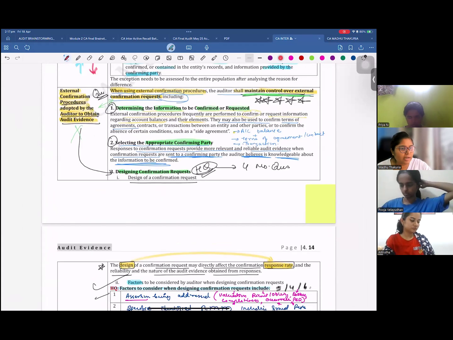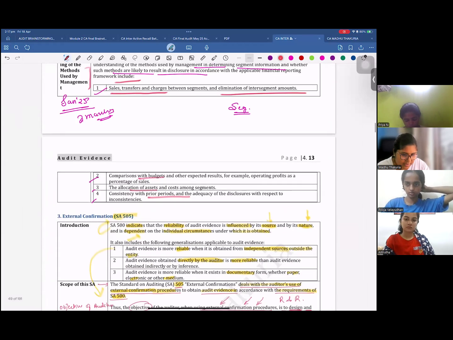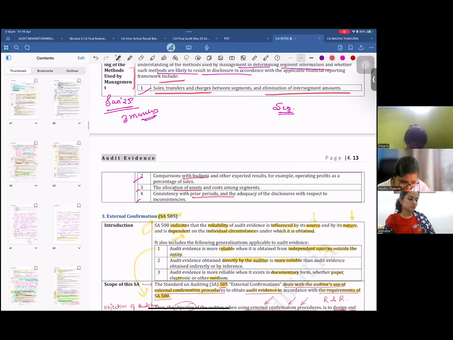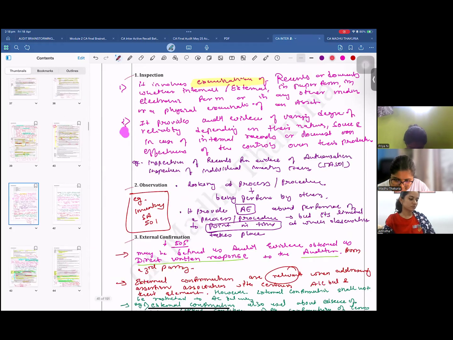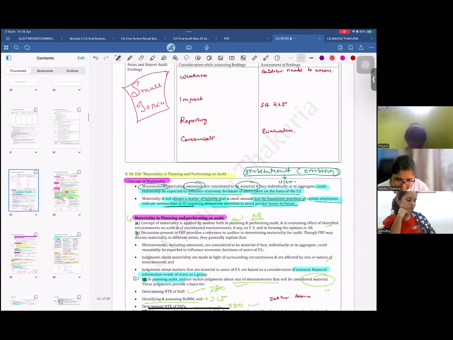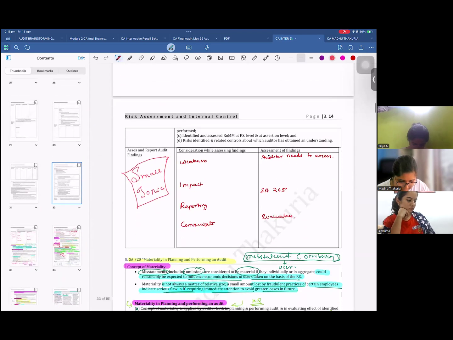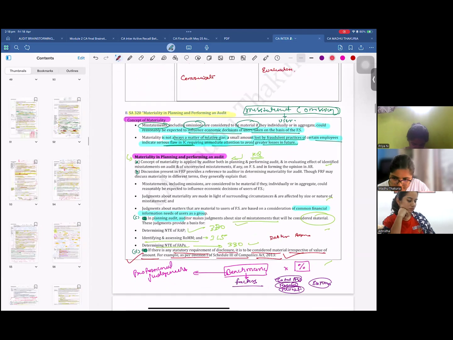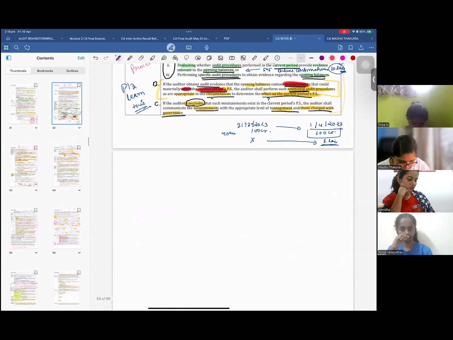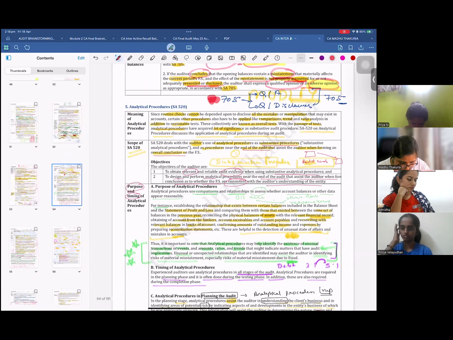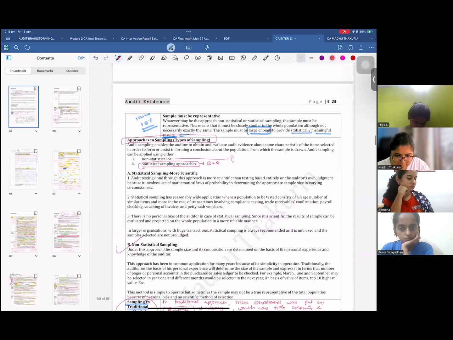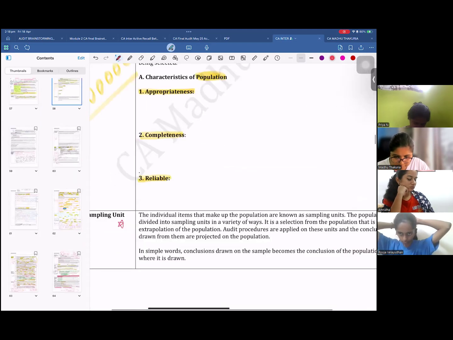This is such a fresh book. I have recently made this book, so I don't even remember the pages where I have 530. Just give me a moment. Okay.